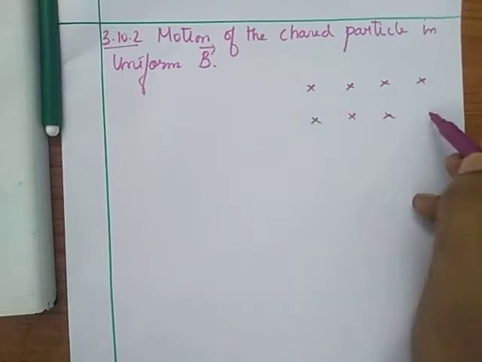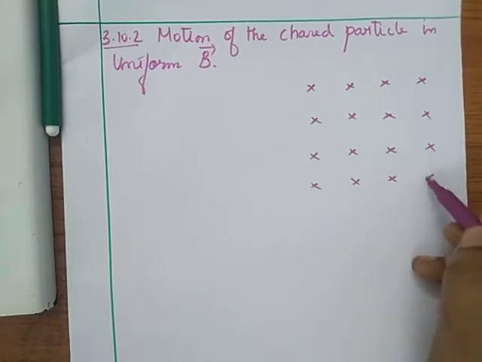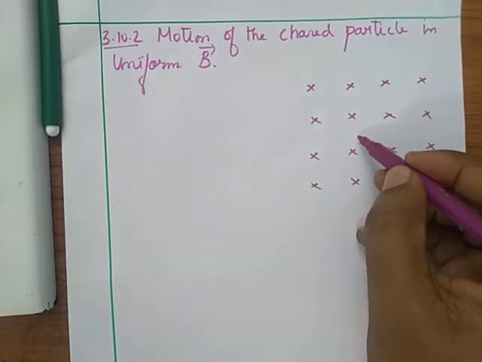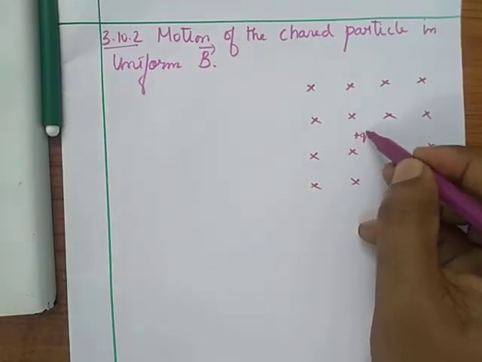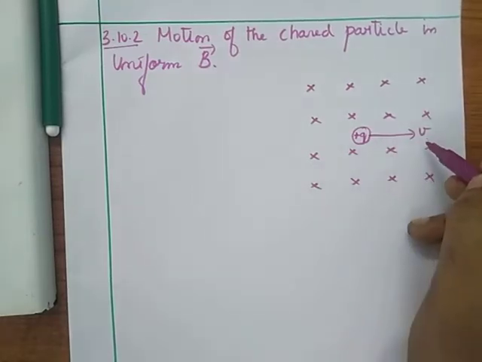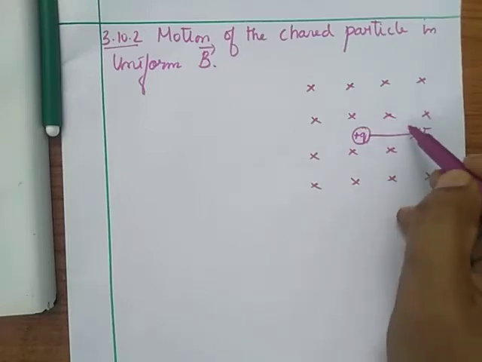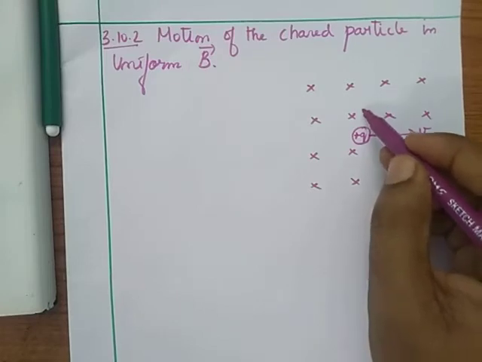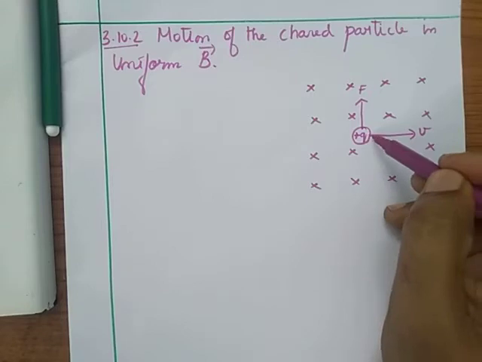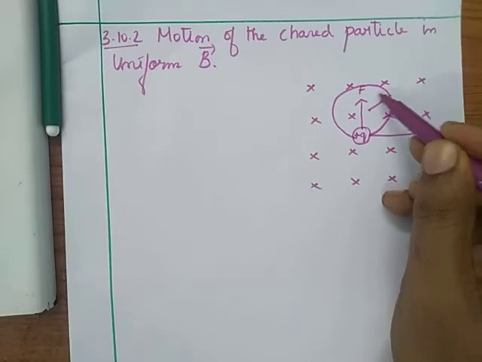This cross represents the magnetic field going into the paper. It is a uniform magnetic field. Then I consider a charge plus q that moves with velocity v in this direction. Then the force experienced by the charge plus q is in the upward direction. Due to this force it moves in a circular path of radius r.